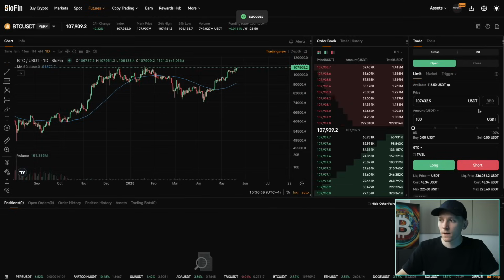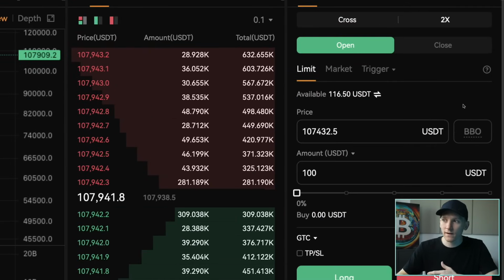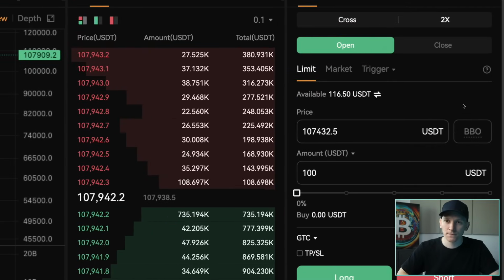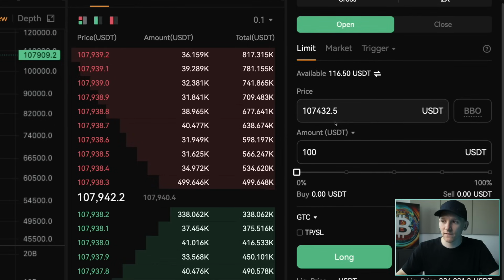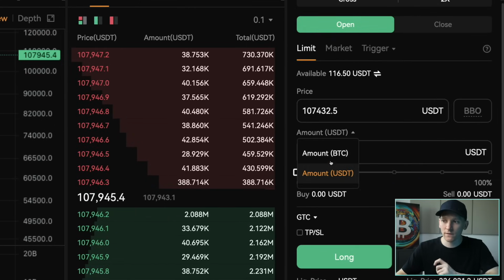I'll press confirm. Now, what does 2x leverage mean? It means that my trade size is 2x my cash. So this is the trade size here. I've chosen the amount in USDT to show you, but you can choose an amount in USDT or BTC.